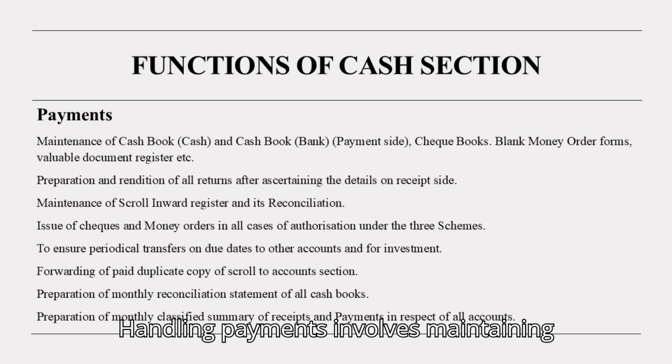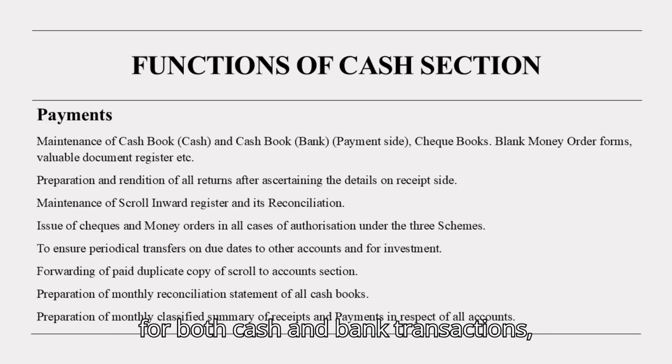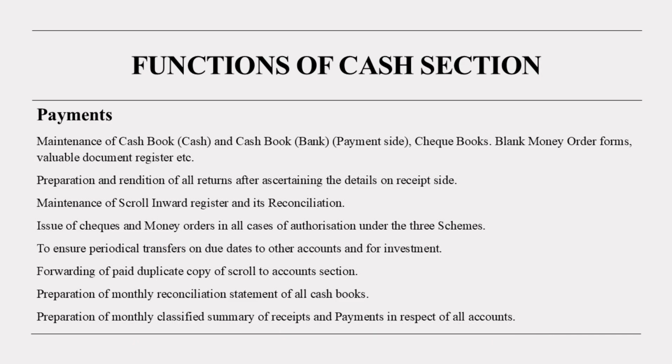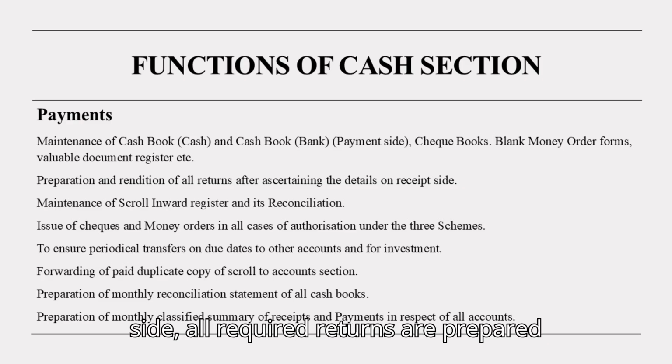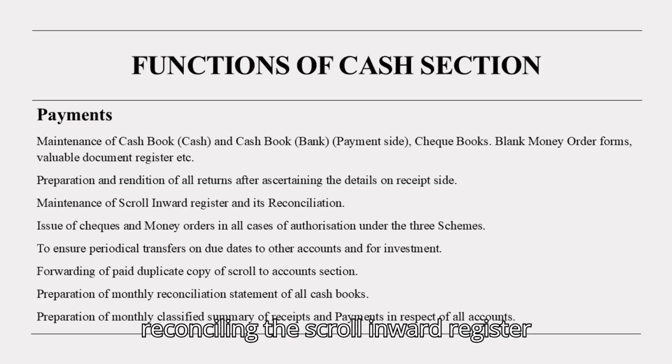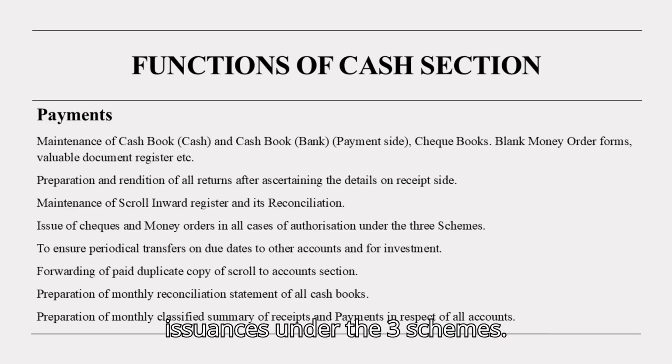Handling payments involves maintaining detailed records, including the cash book for both cash and bank transactions, checkbooks, money order forms, and a register for valuable documents. After verifying details from the receipt side, all required returns are prepared and submitted. This includes reconciling the scroll inward register and managing check and money order issuances under the 3 schemes. Periodic transfers to other accounts and for investments must be made on due dates.